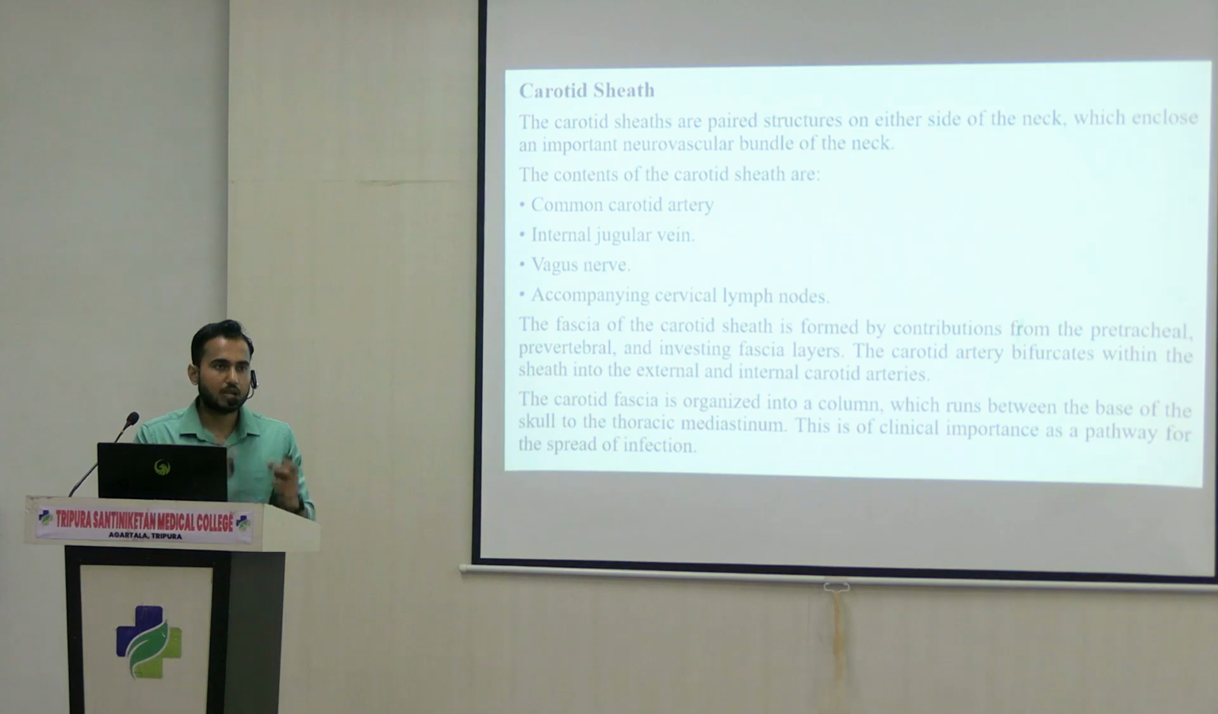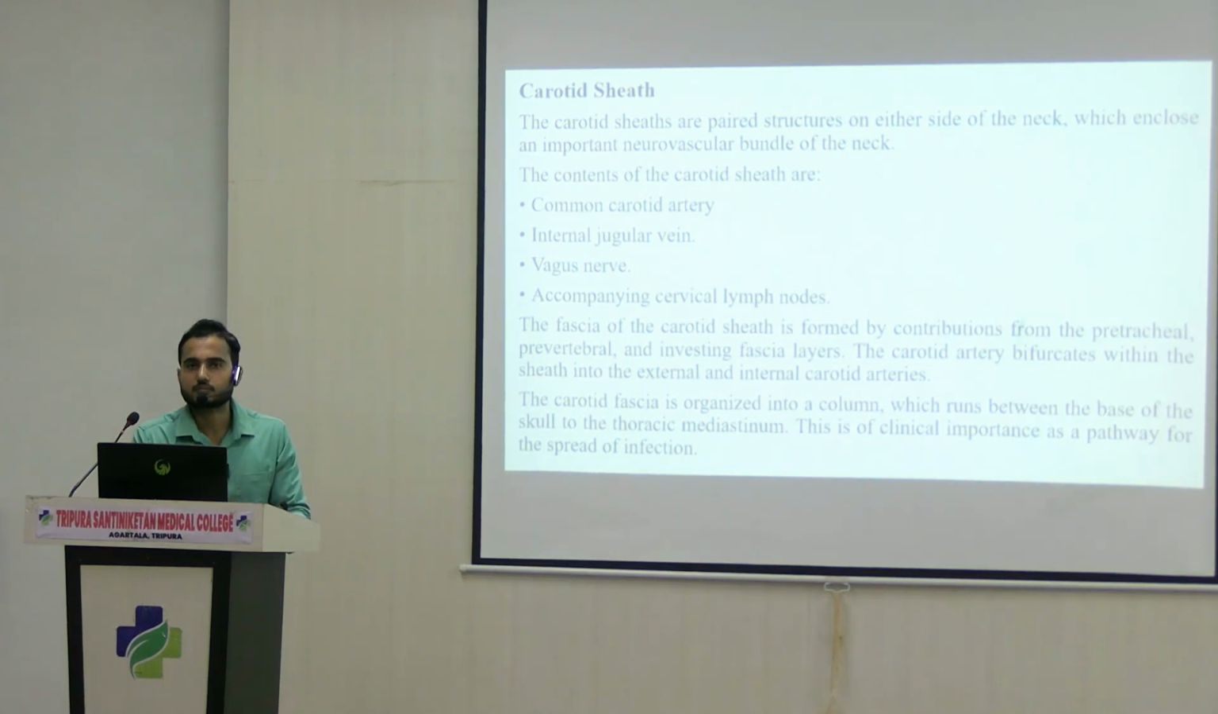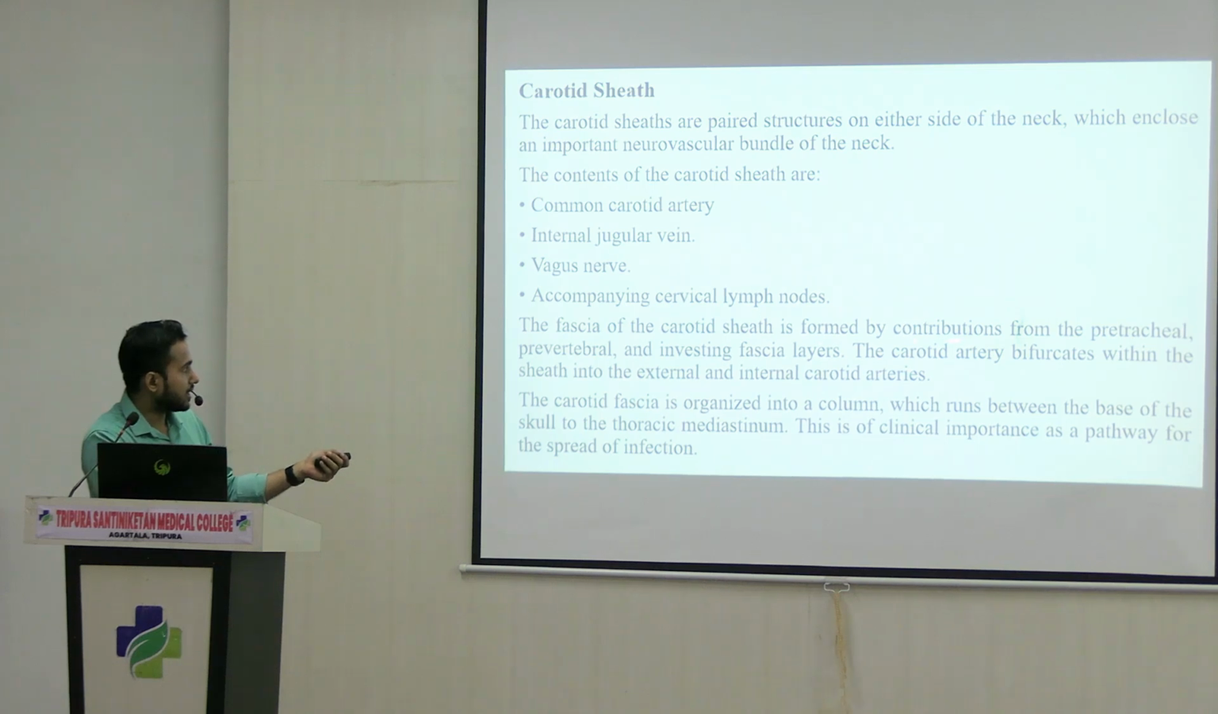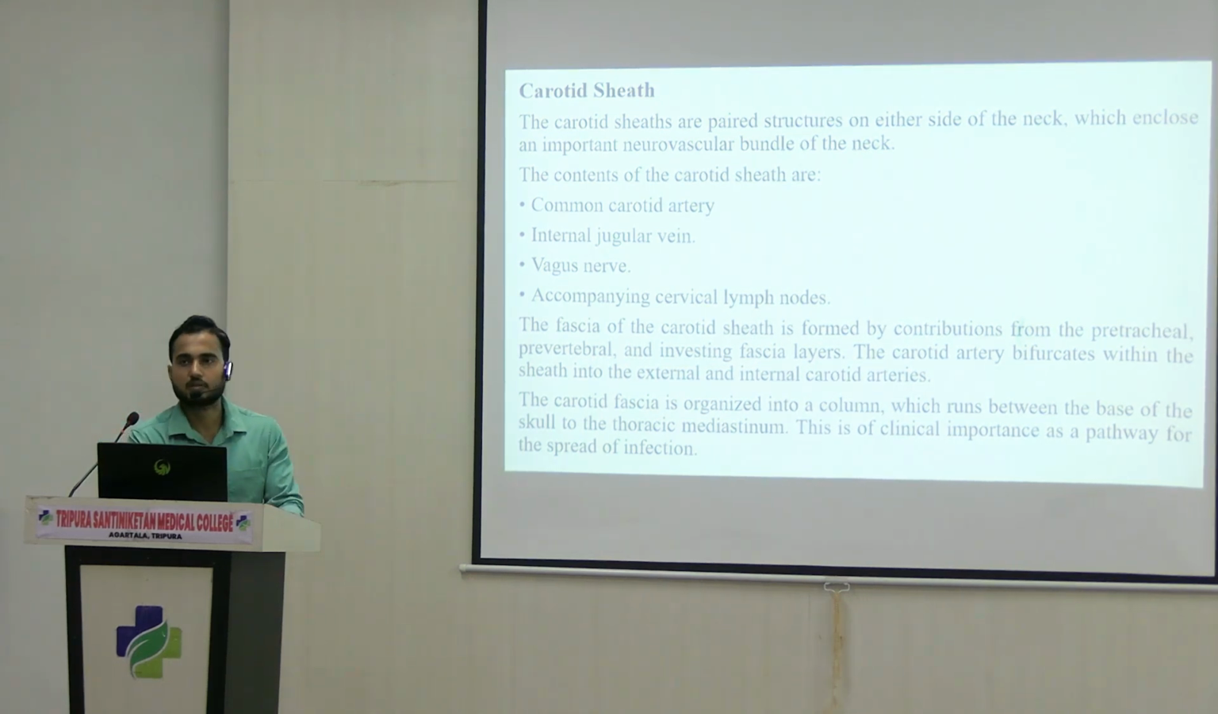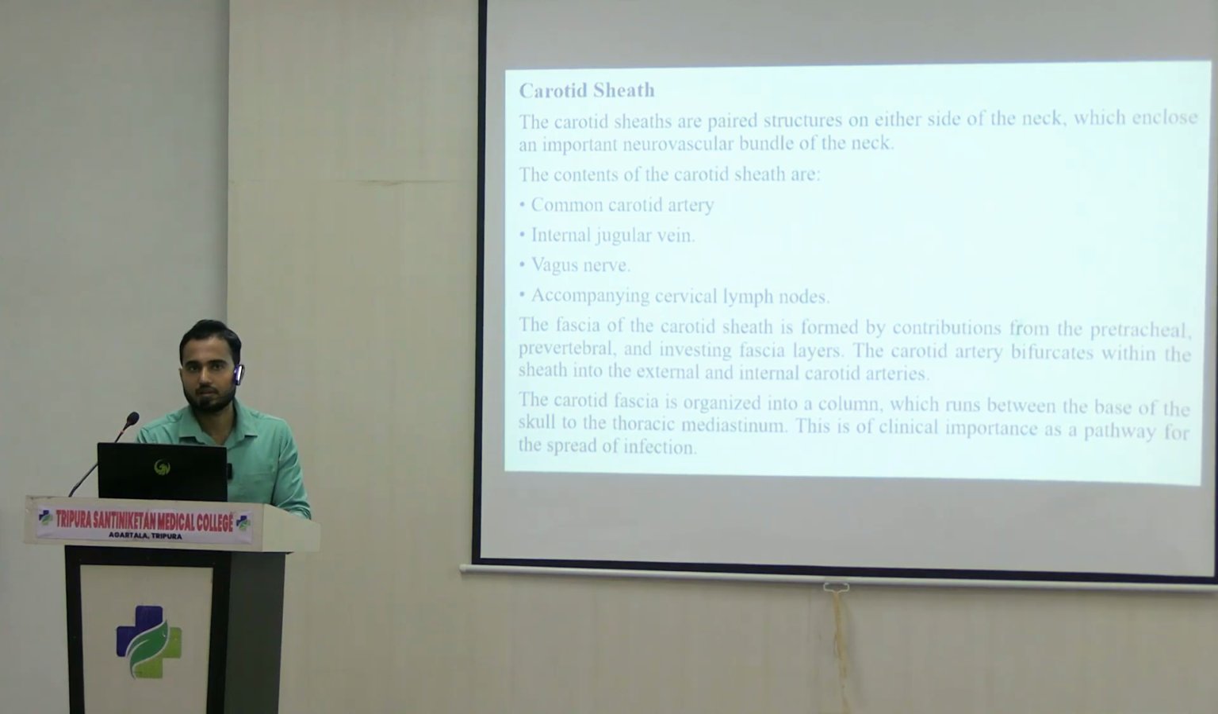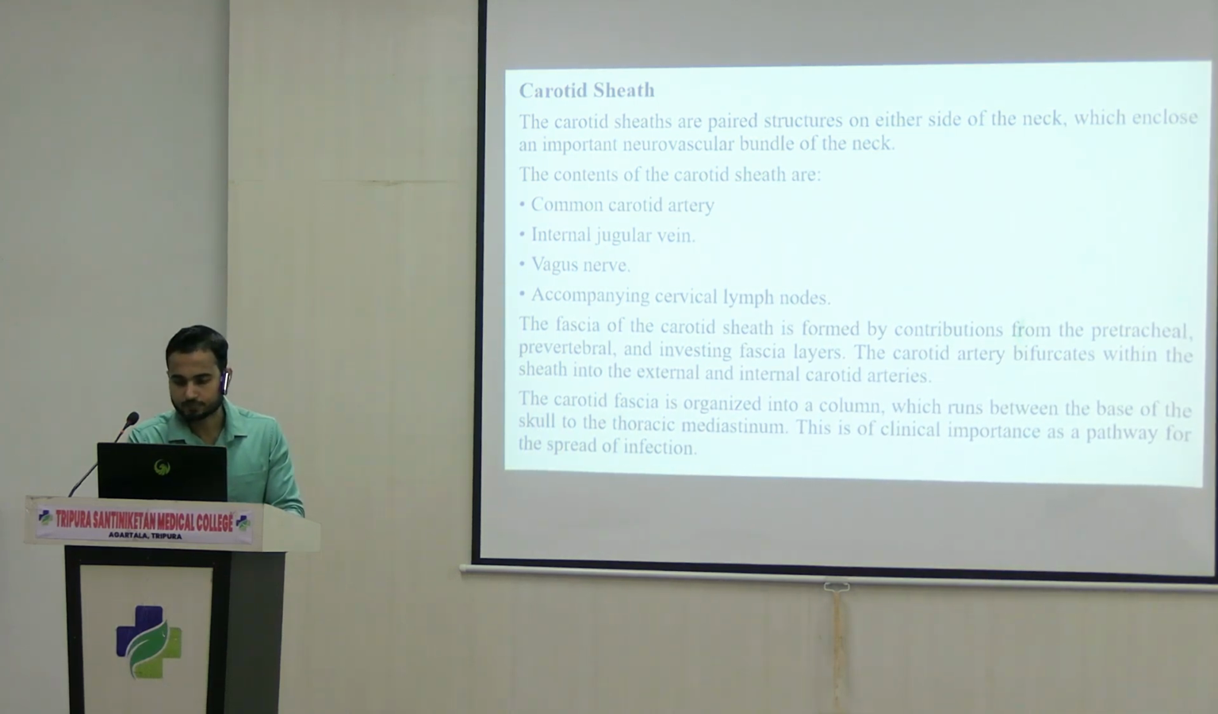Now, the question is how the carotid sheath is formed. I hope you have studied about the fascia of the neck. Three sets of fascia together form the carotid sheath. It is formed by the contribution of the pretracheal, prevertebral, and investing layer of deep cervical fascia, and it is extending from the superior mediastinum to the base of the skull. That is the extent of the carotid sheath.